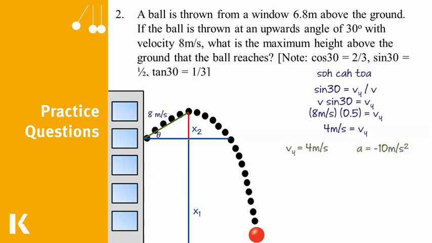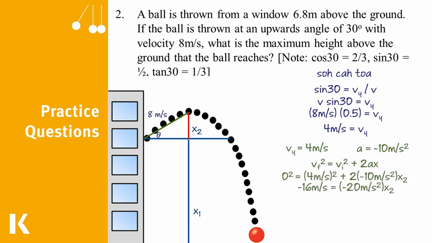Now that we know the initial velocity in the vertical plane, the acceleration due to gravity, and the final velocity, which has to be 0 as the object is changing directions at its maximum height, we see that VAX is the formula which will be most helpful to us. Subbing in values and rearranging to solve for x2, or the maximum height above the initial height, we find 0.8 meters. Is that the correct answer though?